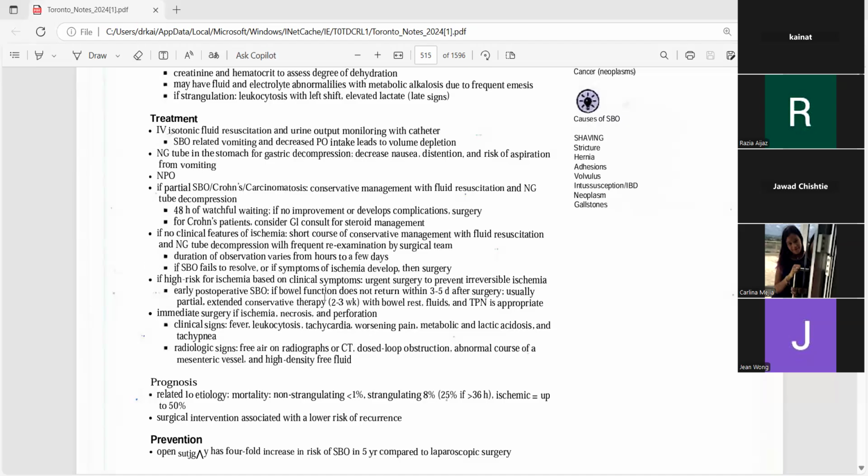In high-risk cases of ischemia based on the clinical features, urgent surgery to prevent irreversible ischemia. I'm just saying there are cases where we are going to do the surgery right away, where the patient is having complications, too much pain, unbearable. In those cases, we do everything right away. Early postoperative SBO if the bowel function does not return within 3 to 5 days after surgery. So usually partial, extended conservative treatment 2 to 3 weeks with bowel rest, fluids, and TPN.